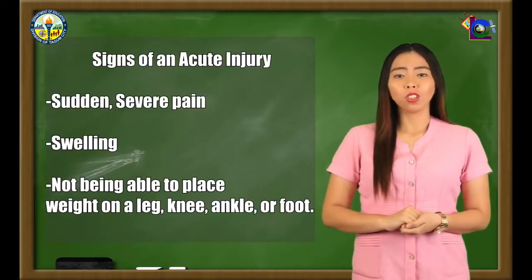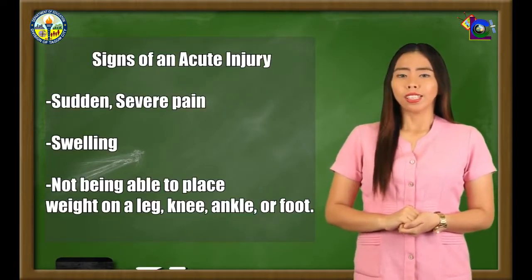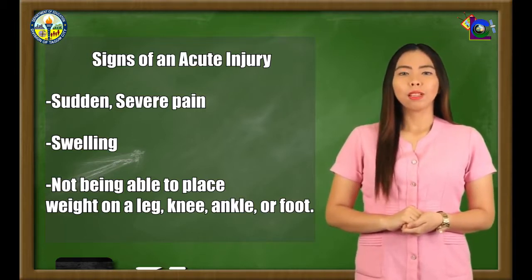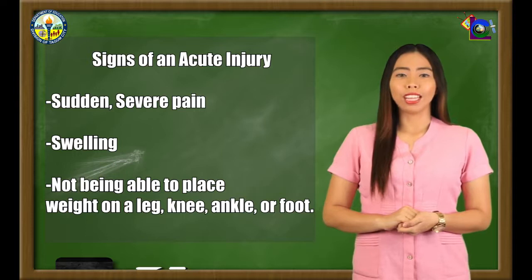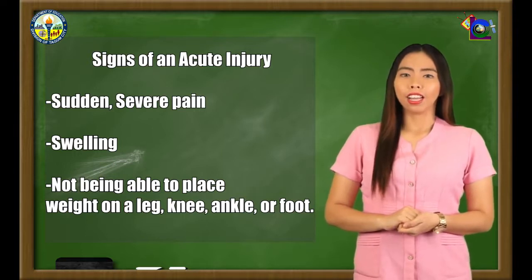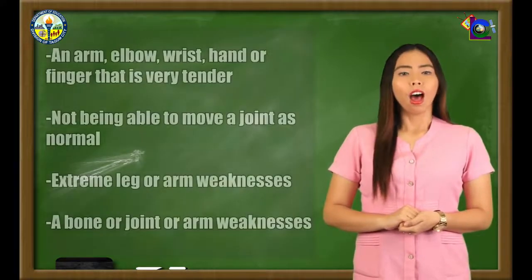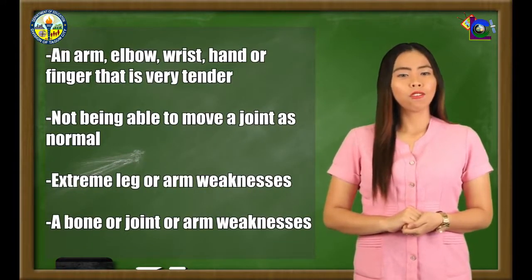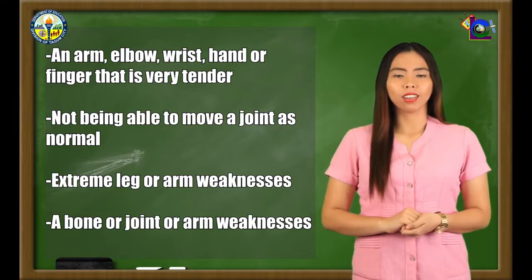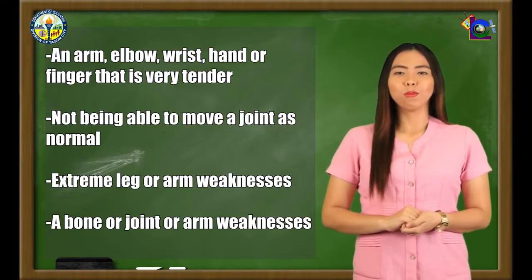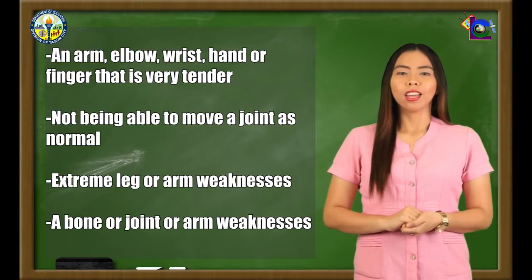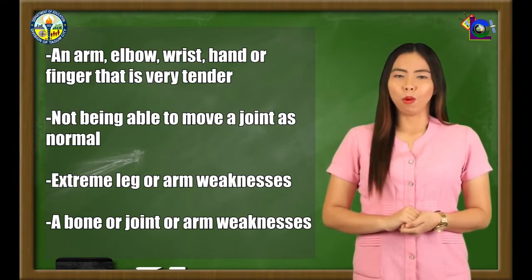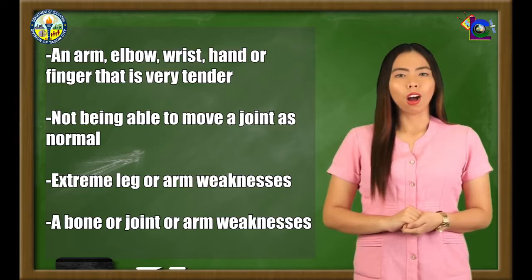Signs of an acute injury include sudden severe pain, swelling, not being able to place weight on a leg, knee, ankle, or foot, an arm, elbow, wrist, hand, or finger that is very tender, not being able to move a joint as normal, extreme leg or arm weakness, a bone or joint out of place.